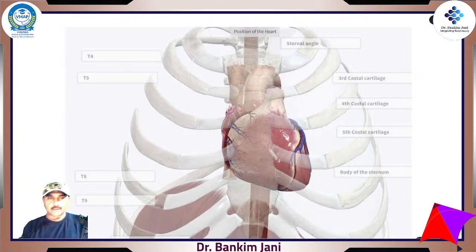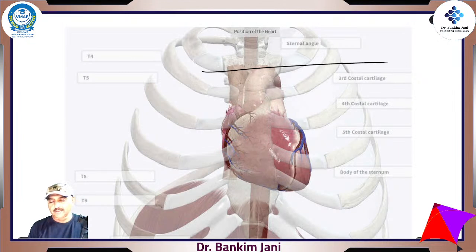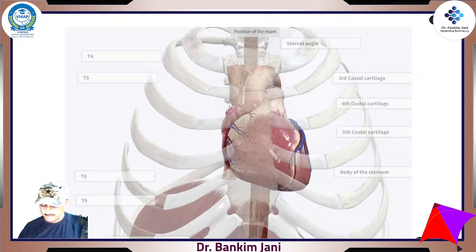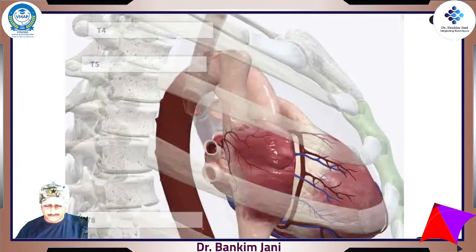And the main thing over here is that this is the level at which the arch of aorta takes a turn. That is the superior limit. And the base, where the heart actually sits on the diaphragm, is the inferior limit. So this is the range of the heart from superior to inferior limits, right? Moving on to the next one.